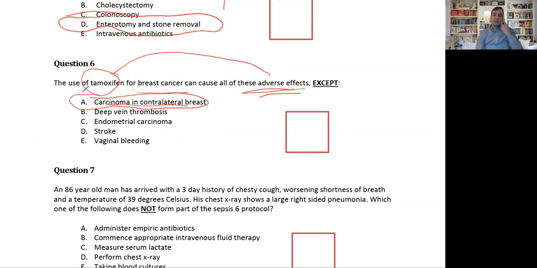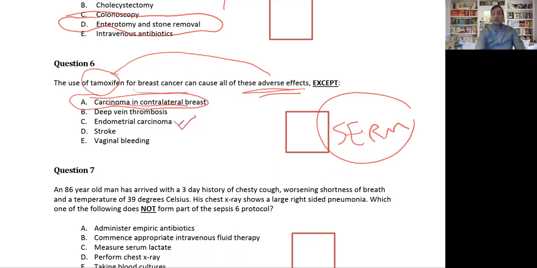Tamoxifen is called a selective estrogen receptor modulator, so it has estrogenic and anti-estrogenic effects. It has an estrogenic effect on the endometrium, so it is a risk factor for endometrial hyperplasia and endometrial carcinoma. And this endometrial carcinoma or hyperplasia can lead to vaginal bleeding, because it has an estrogenic effect on the endometrium.